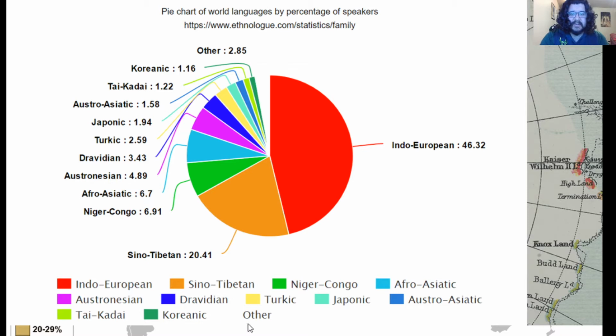In this chart, we can see that the majority of languages spoken in the world, nearly 50%, come from this Indo-European language family. It's an important one, and we're going to talk through that. We can look through these other language families as well, from Sino-Tibetan to Niger-Congo, Afroasiatic, Austronesian, Dravidian, Turkic, Japonic. Right, a little foreshadowing here. Austroasiatic, Tai-Kadai, and Koreanic, etc. We see these different language families, but we're going to start with Indo-European first.